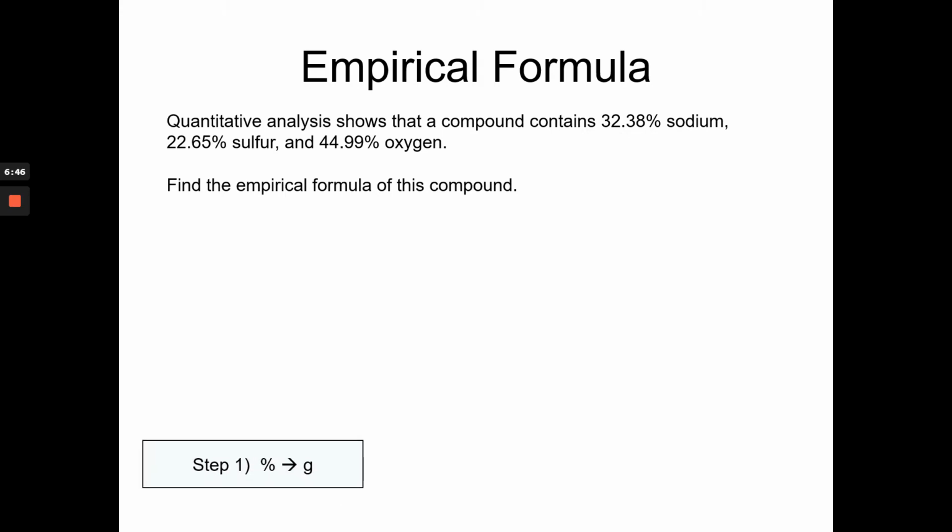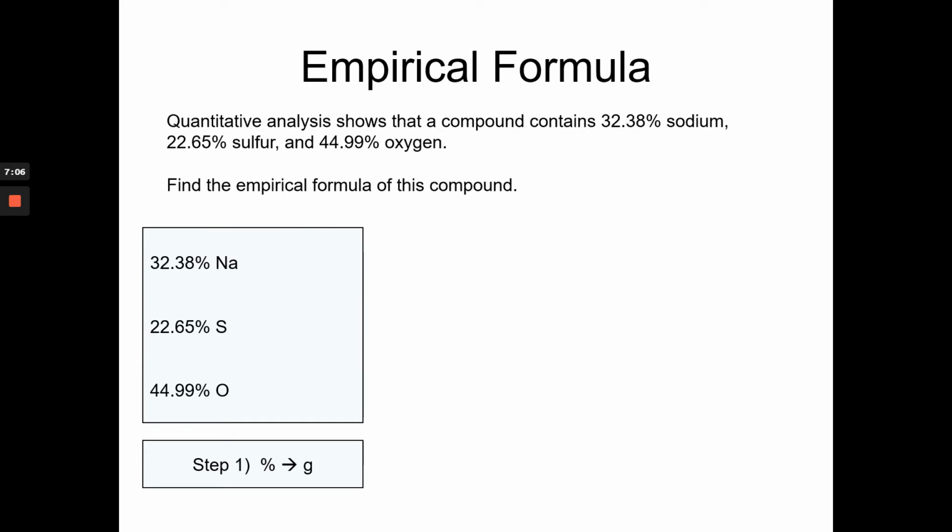The first step is change percent into grams. Now, what does that mean? Well, we could have any size sample we want. It could be 2 grams, it could be 100 grams, it could be 17 tons. I'm going to keep my life simple and assume that I have a 100-gram sample. So if I have a 100-gram sample, then 32.38% of that would be 32.38 grams. So really, just take the percentages and change them to grams. Now this works because, as we stated in the earlier example, the mass percent in a compound is always the same because they're pure substances.